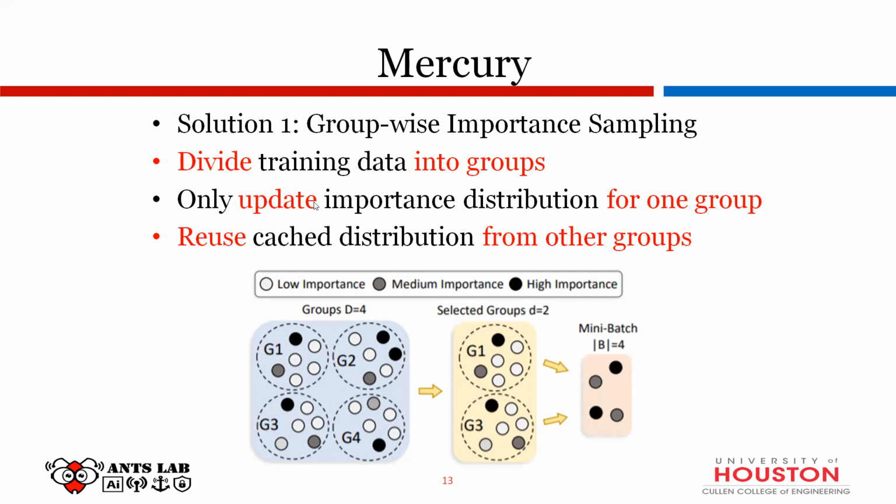The second thing, you said that you're going to reuse the cached distribution from other groups. Well, if you cache something, you need to store it in memory, right? Yes. If this information is large, that's going to cost some energy as well. Time, probably not, but energy too. Yes. Did they consider that? They did not really mention this.